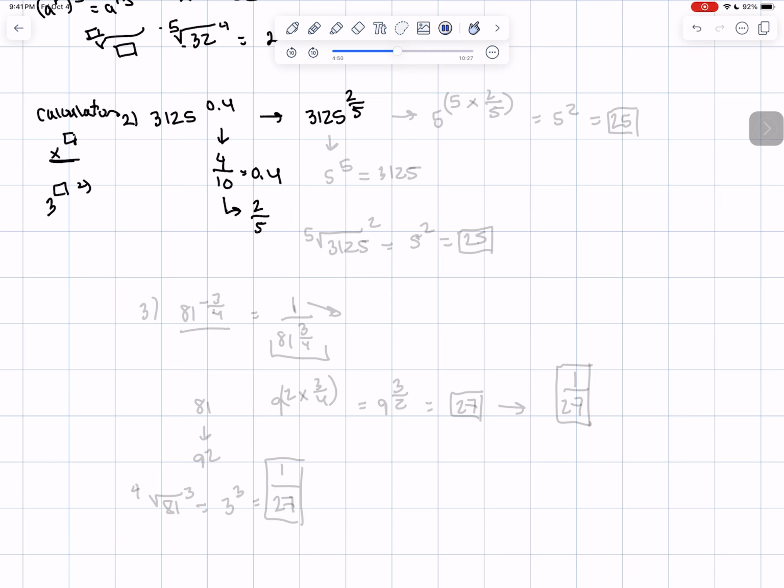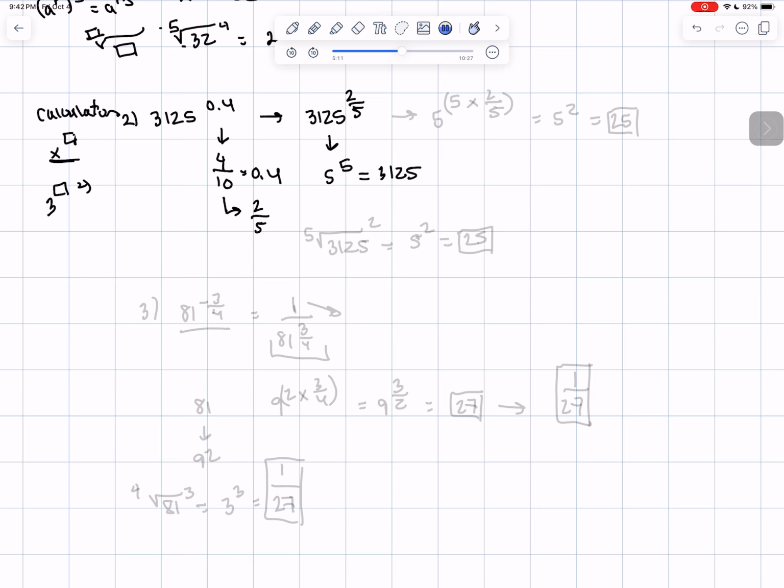So 5 raised to the 3rd, 125. Too small. We need it way bigger. 5 raised to the 4th. Not right yet. The 5th. Aha, we found it. So 5 raised to the 5th, we know is 3,125.